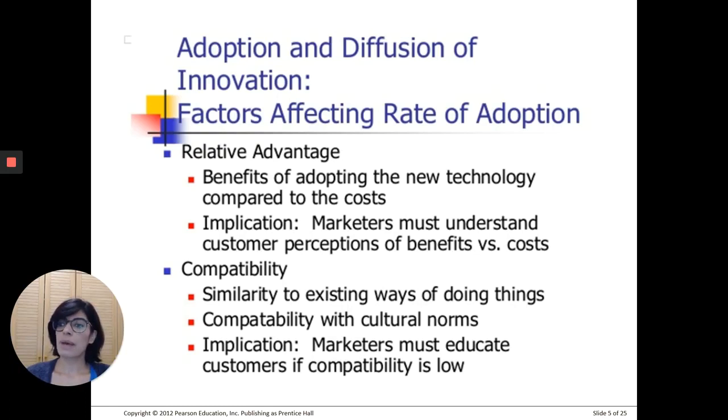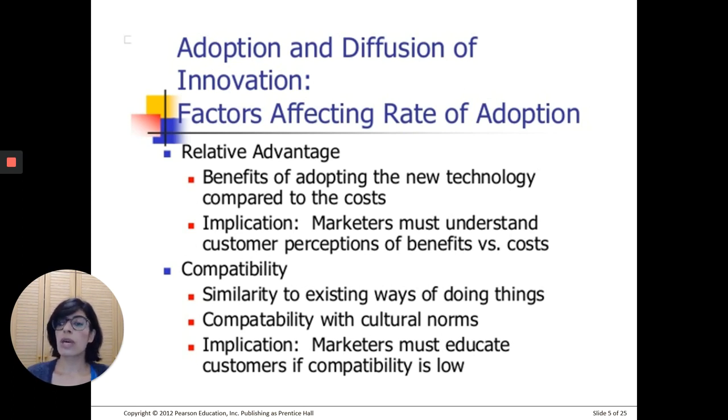Then let's look at compatibility as a factor that affects the rate of adoption. When you look at your product or service, how similar is it to existing ways of doing things? If we take the iPhone, the new iPhone, whatever version we're on now, how does it compare to other versions of the iPhone plus other similar smartphones out on the market? So you have to look at what benefits your product has above the other existing products in the market. And also, how compatible is your product to cultural norms? Where are we in terms of culture? And does your product fit in with a narrative your customers are already telling themselves?